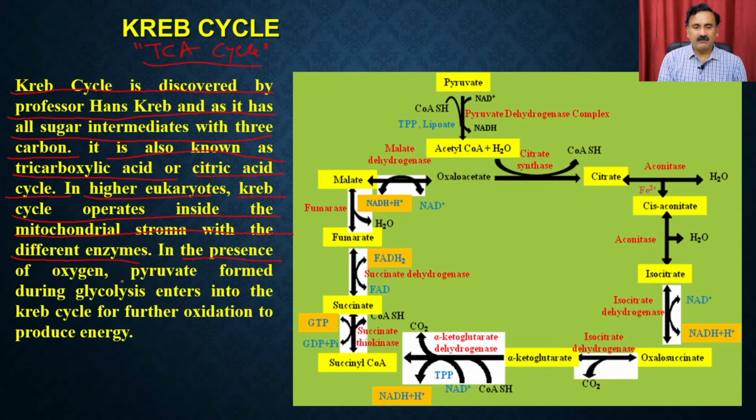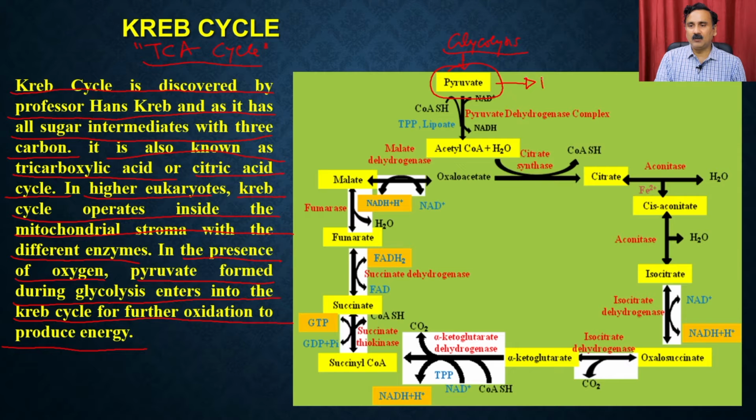In the presence of oxygen, the pyruvate formed during glycolysis enters into the Krebs cycle for further oxidation to produce energy. What you see here are the different reactions happening in the Krebs cycle. The pyruvate produced after glycolysis is sent into the Krebs cycle.